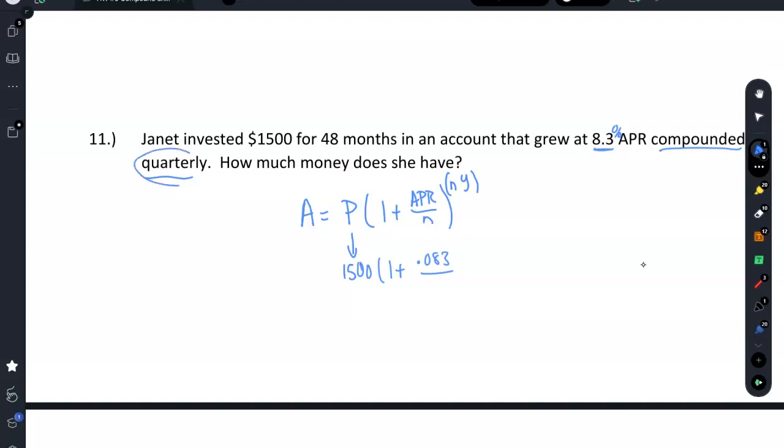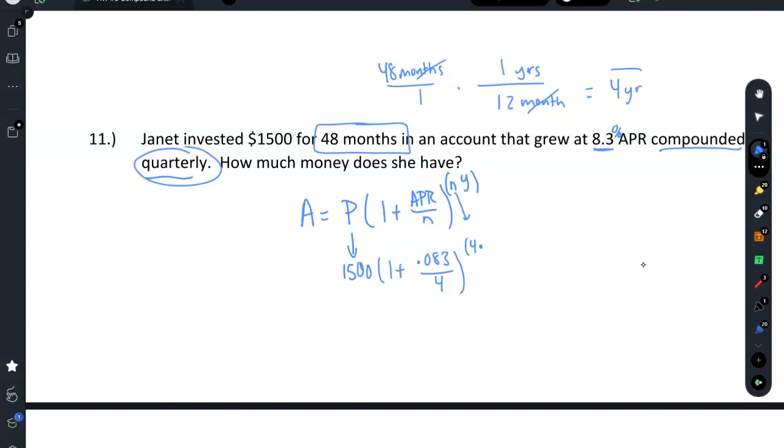The number of times compounded was quarterly, and we can look back at the chart, but quarterly means 4 for our N. And then up here, the N is 4 again, and the years, this time was 48 months, so we can do 48 months. We can divide by 12 months. That gives us our years. So that gives us 4 years when you convert months to years. So that's going to be a 4 here for my Y.